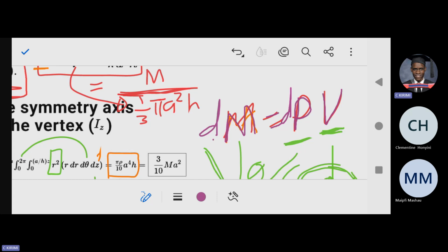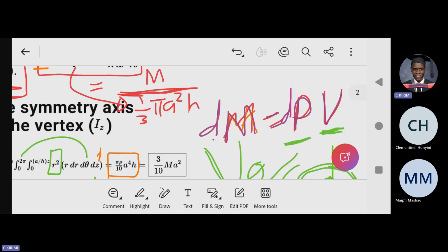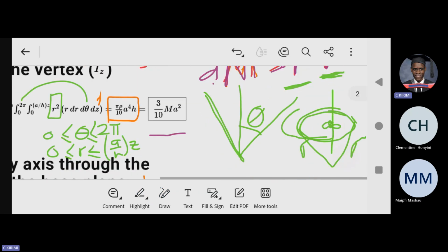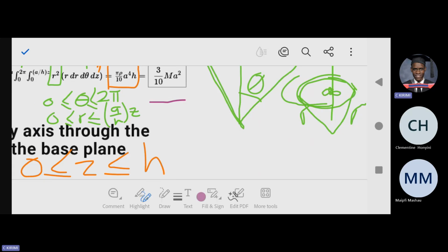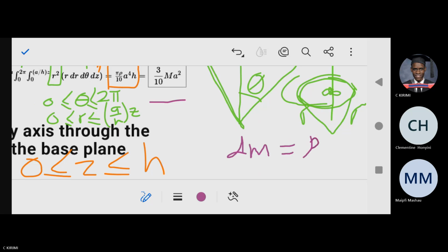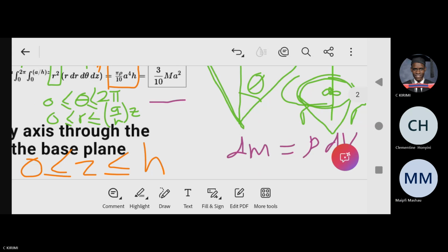So the dV is in polar coordinates r, theta, and z. This dV, you can also write, remember we said mass is density times volume, isn't it? So if I want to replace dm, I must have rho dV. Do you see? Is it clear now? Yes, it is clear.